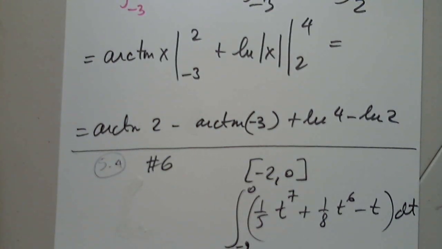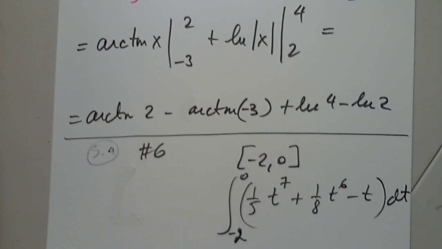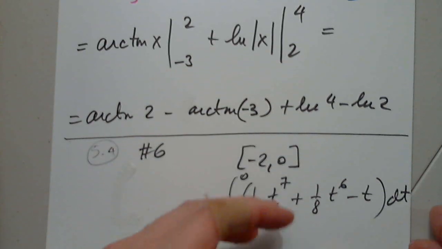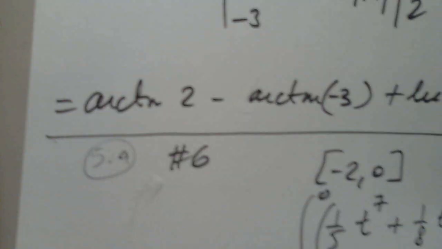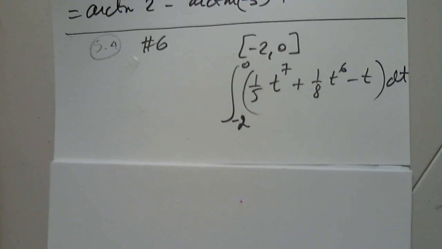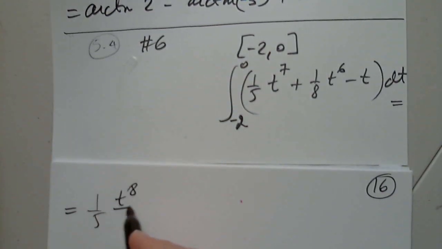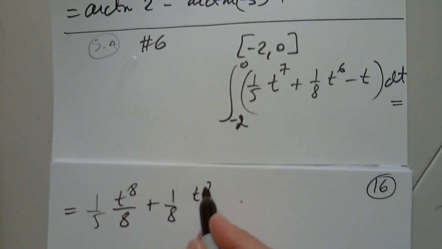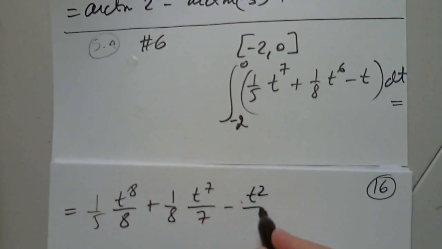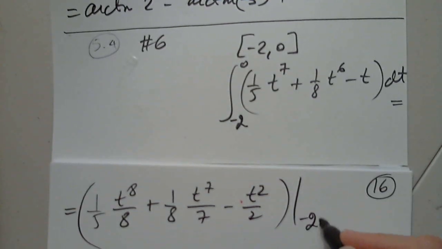So let me dictate this back to you to make sure that's written correctly. The definite integral from -2 to 0 of 1/5 t to the 7th, plus 1/8 t to the 6th, minus t dt. Yep. Perfect. So 1/5 t to the 8th over 8 plus 1/8 t to the 7th over 7 minus t squared over 2, from -2 to 0.